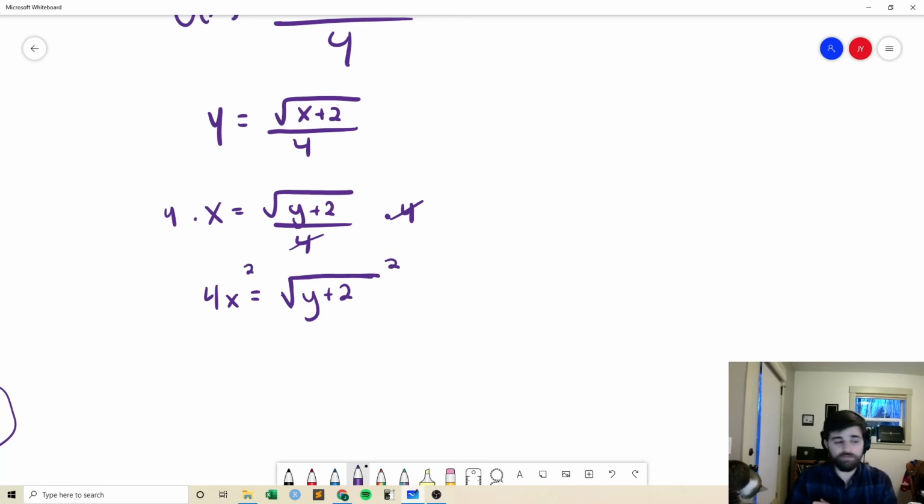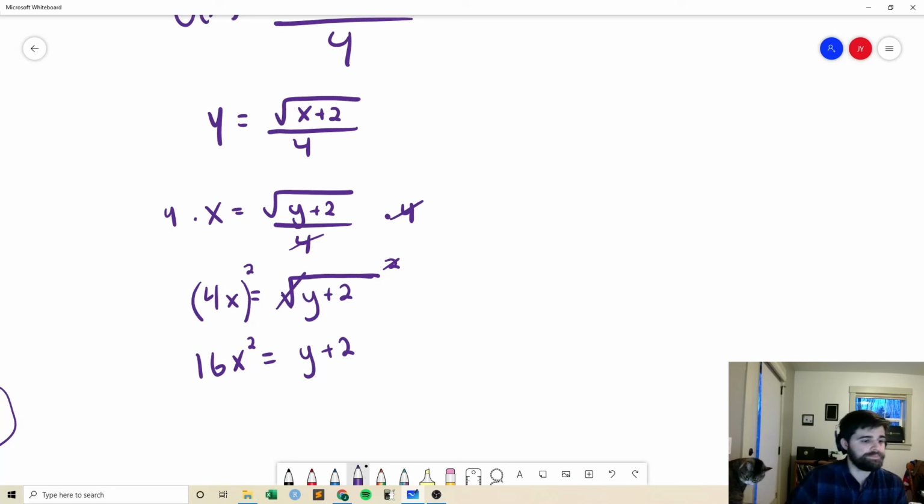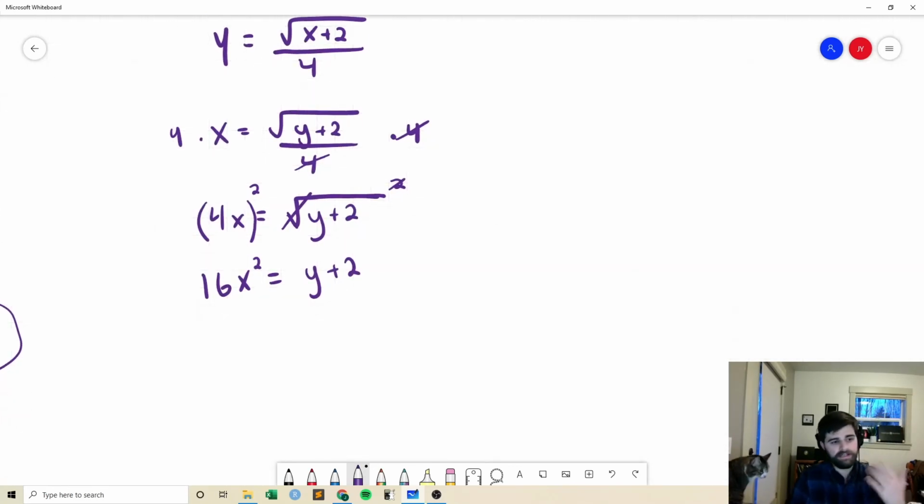You want to be really careful here. The square root and the square cancel out. We got y plus 2 here. But then on the left side, you got to make sure you square everything. So that 4 is going to become a 16. And then x squared. Okay. Last thing I'm going to do here, I got this plus 2 with my y. I don't want that, so I subtract 2 from both sides. So we get 16x squared minus 2 equals y.